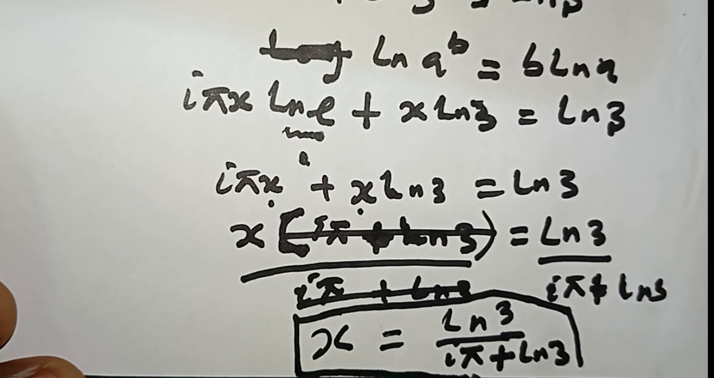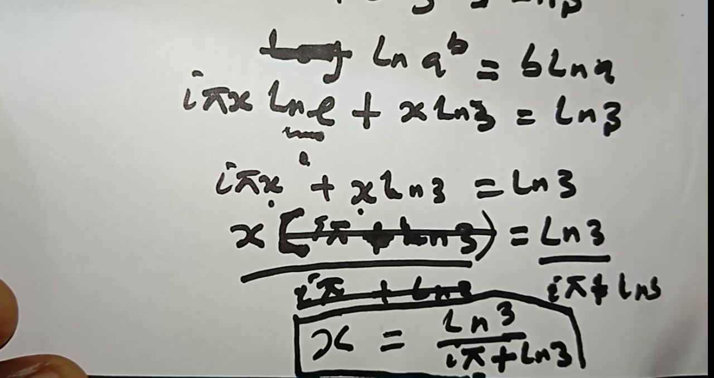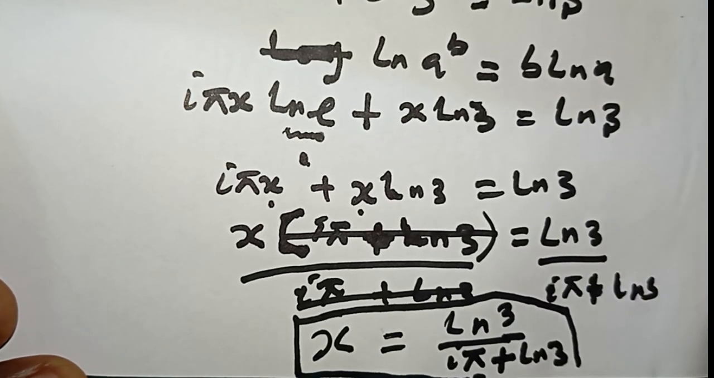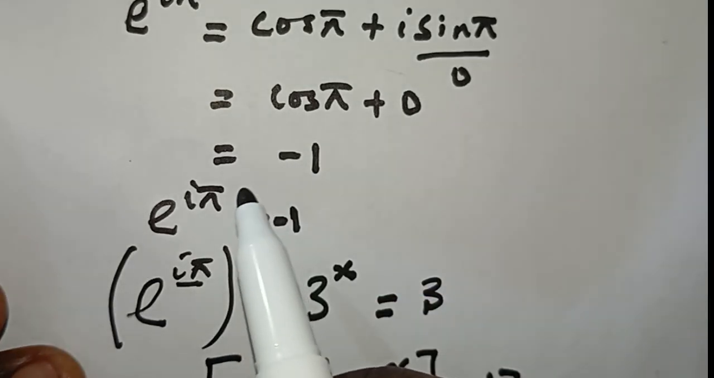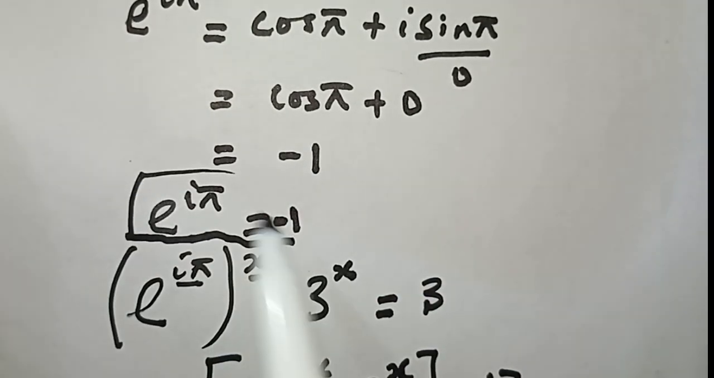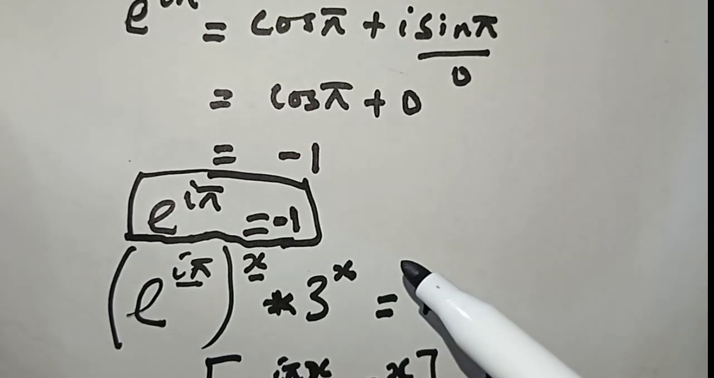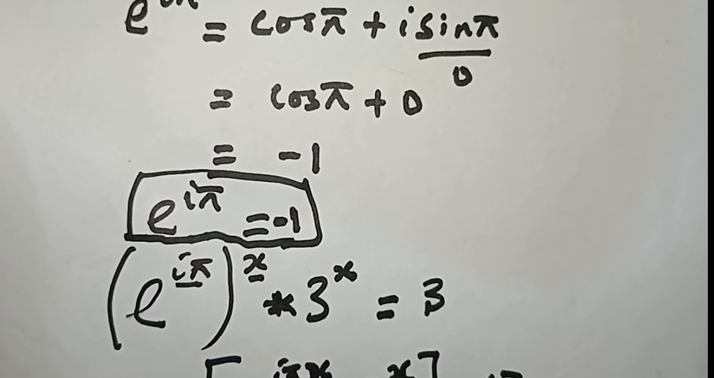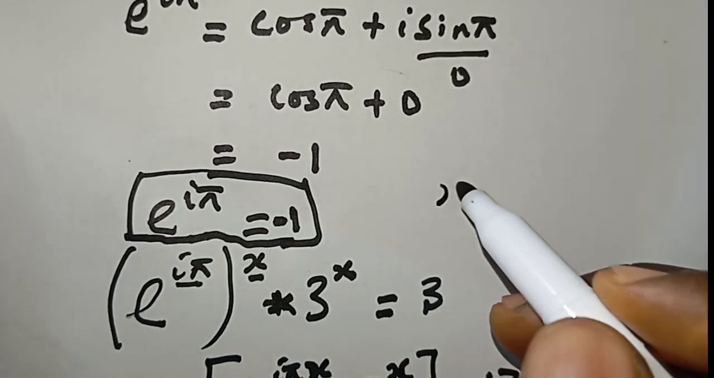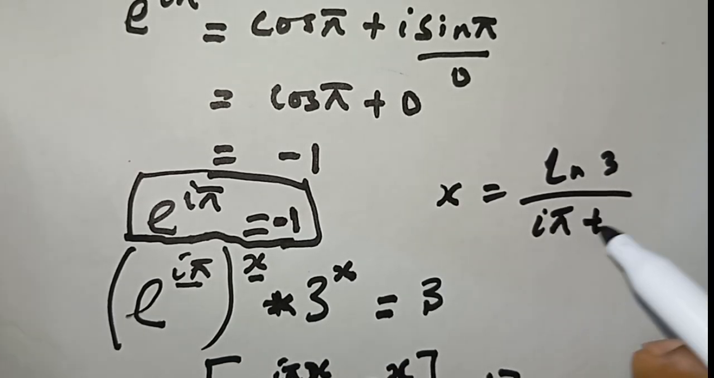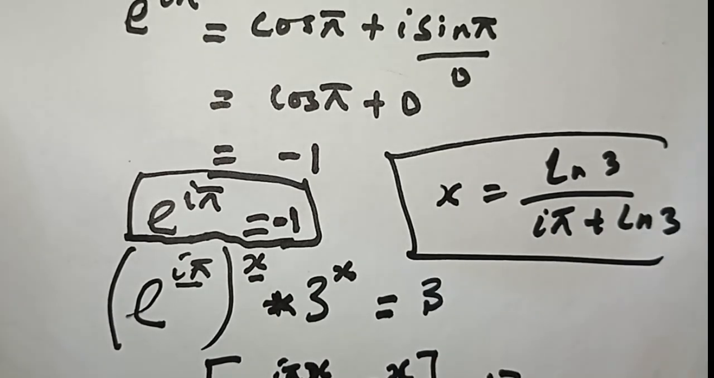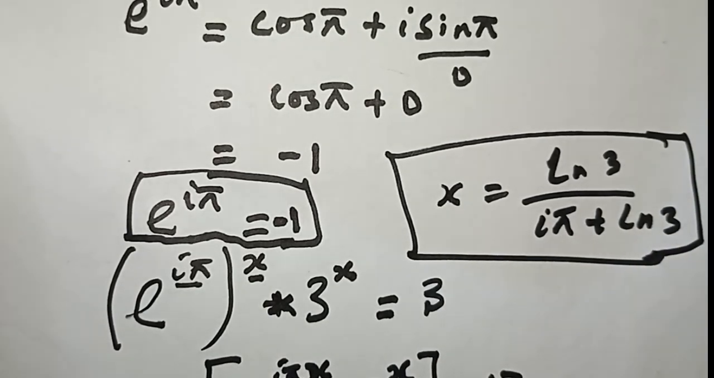Let me know if you've understood this. You can also use the same method to solve every other related problem. Don't forget, one of the key steps we used to solve this is to make this substitution right here: we substituted e^(i pi) for -1, and that changed the domain of our solution from the set of real numbers to the set of complex numbers. That is why, at the end of the day, when we got x equal to the natural log of 3 divided by i pi plus the natural log of 3, you can clearly see that this is a complex number, and that is the solution to this problem.